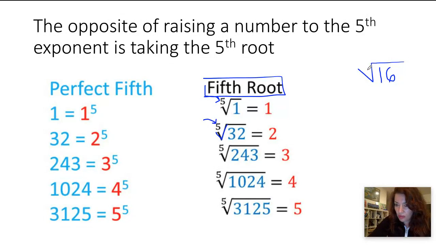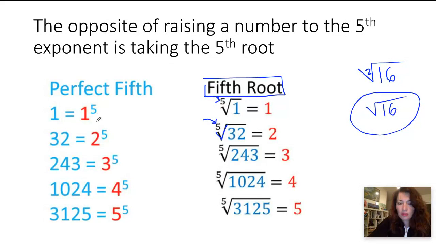So just for your information, if you see no index written here, by default, that is a 2. So normally we do not write a 2, otherwise we know it as square root. The square root of 16, we can write it without the 2. And this is what you are probably used to working with in the past. But now we're introducing new roots. So any other number but 2 has to be written in so that you will know which root to take.